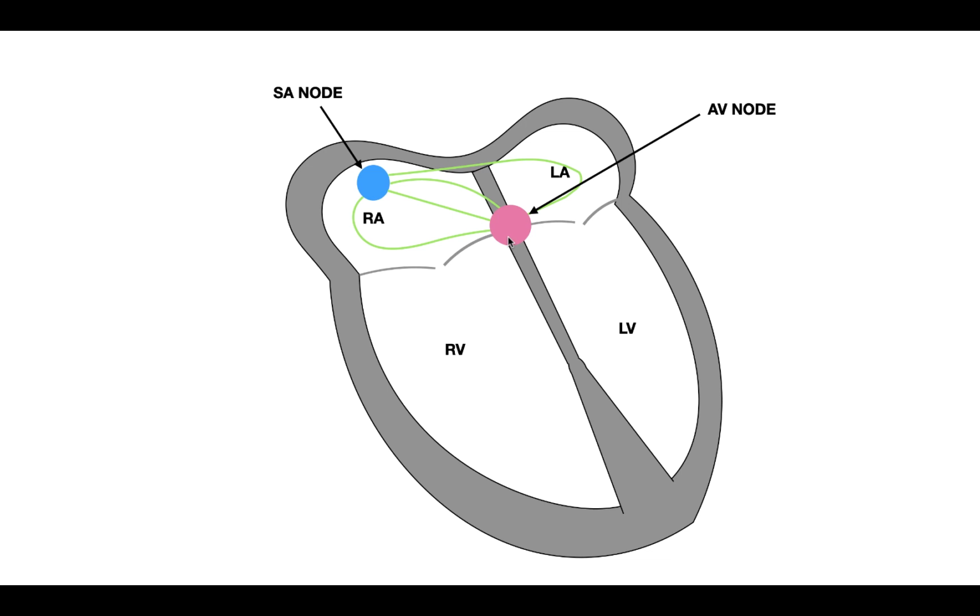And the reason why they're paused there is that it allows the atria to pump and fully fill the ventricles with blood before the ventricles pump. So it sort of acts as a buffer system to allow the ventricles to fill up and then to pump as much blood as they can. So the AV node is sort of going to be this pause point.